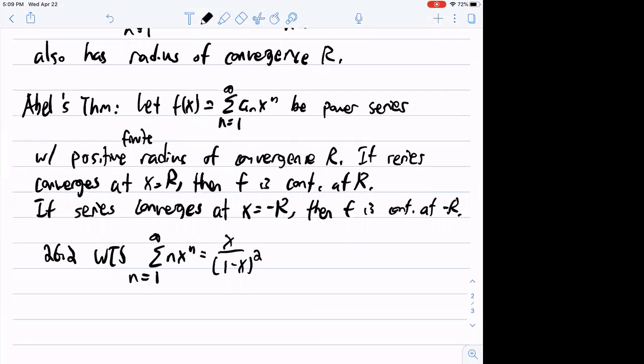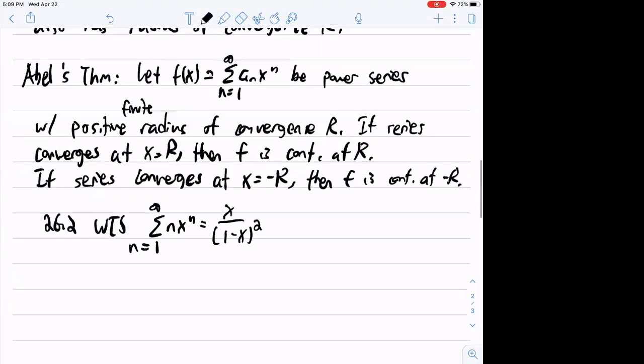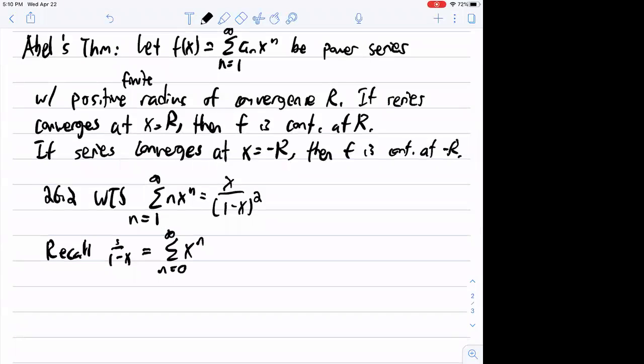So what we're going to notice is we know the power series for 1 over 1 minus x. Recall, this is just a geometric series, with a being 1 and your r being x. Remember you get a over 1 minus r. So we know this.